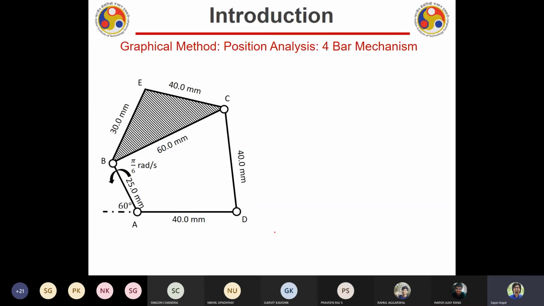For example, this is a 4-bar mechanism, right? It is given to you. Everything is given to you. Like this angle is 60 degrees. Correct? This length is 250 mm. This is the omega, of course, not required right now. And this length is 30 mm. This is 40 mm. This is 40 mm. At this instant of time t, can you draw its position vector? I mean the position analysis. Can you do it?